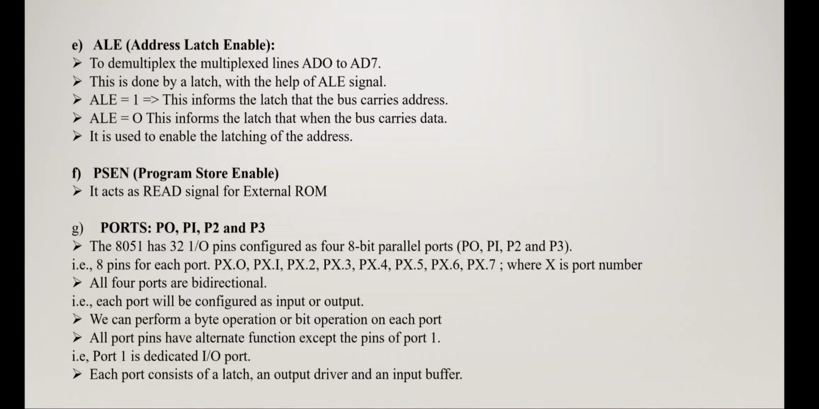Okay, now if ALE is equal to 1, this performs the latch, the bus carries the address. If ALE equal to 0, this informs that the bus carries data. It is used to enable the latching of the address. Okay, so if we want the address in the latch, we want to make ALE 1. If we want data, we want to set ALE equal to 0.